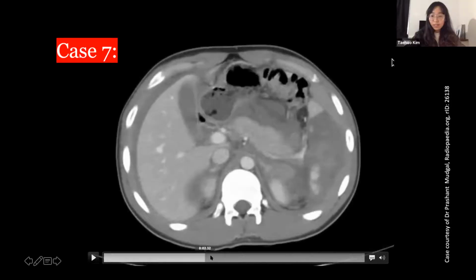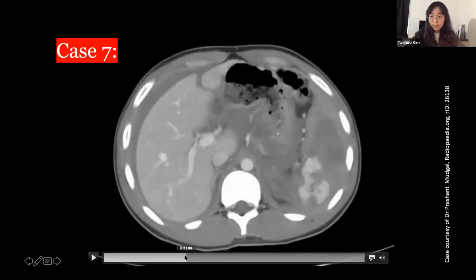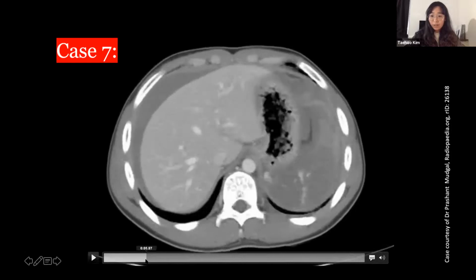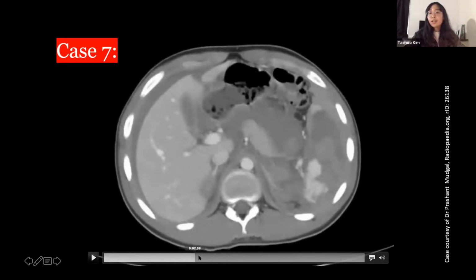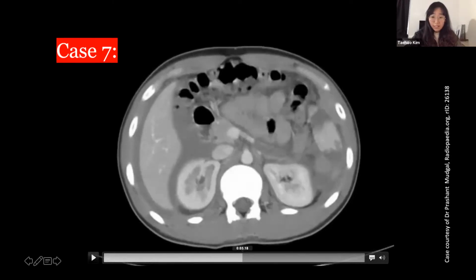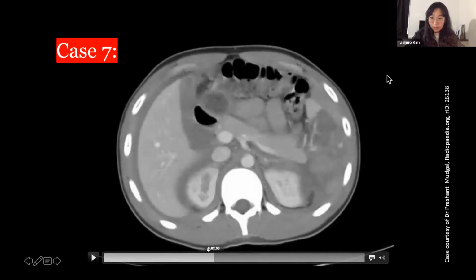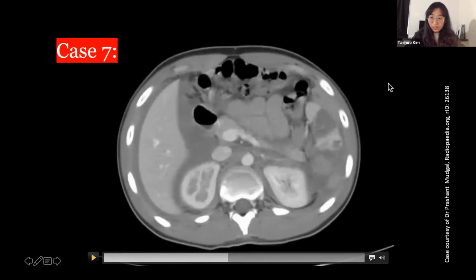Yeah, so this case, you're absolutely right. This is a splenic injury. So this is a completely shattered spleen. So AAST grade 5. Why? Yeah. Because you barely appreciate normal splenic tissue, and there's a lot of hematoma.